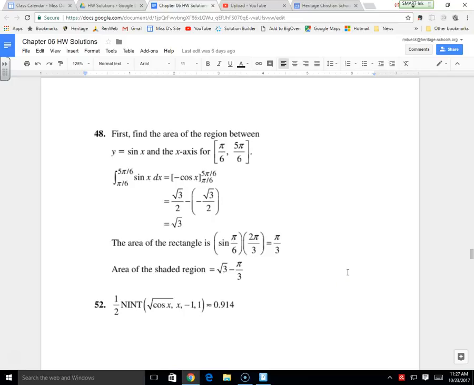Number 48 and 52. 52 is a plug-in chunk? You guys are so spoiled rotten. Square root of 3 minus 5 over 3.